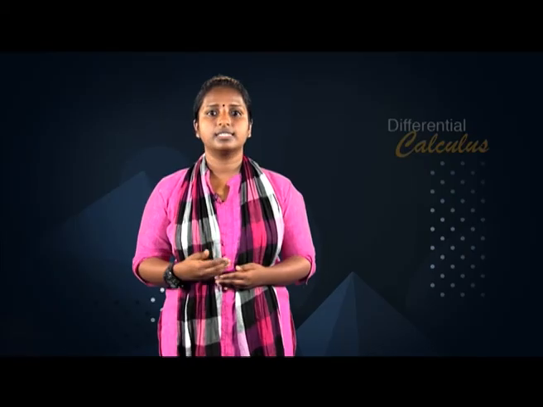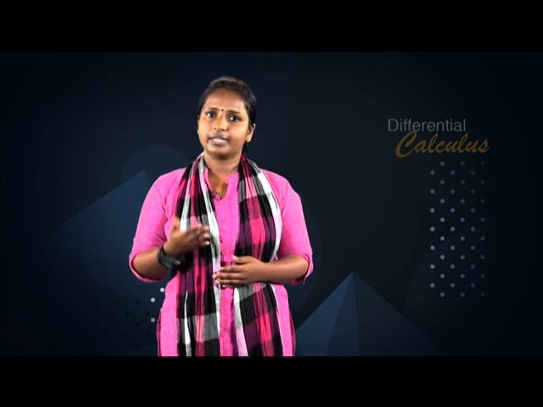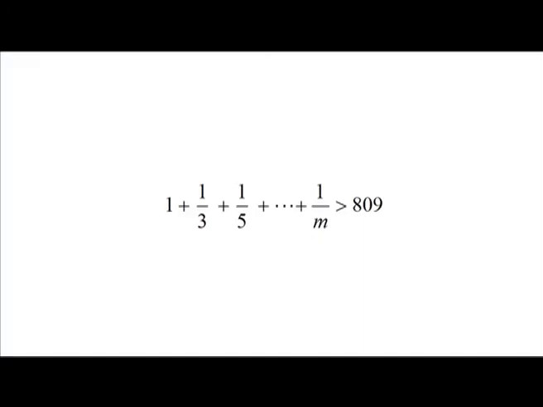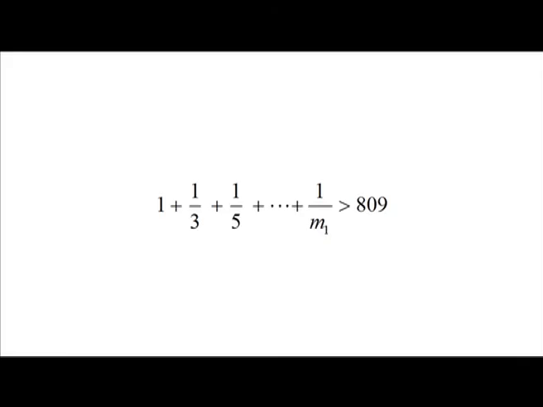We know that 1 + 1/3 + 1/5 + etc. diverges, and hence the partial sums of the series must be unbounded. Hence, it is possible to find a positive odd integer m such that 1 + 1/3 + 1/5 + etc. + 1/m is strictly greater than 809. Let m1 be the smallest odd integer such that 1 + 1/3 + 1/5 + etc. + 1/m1 is greater than 809.